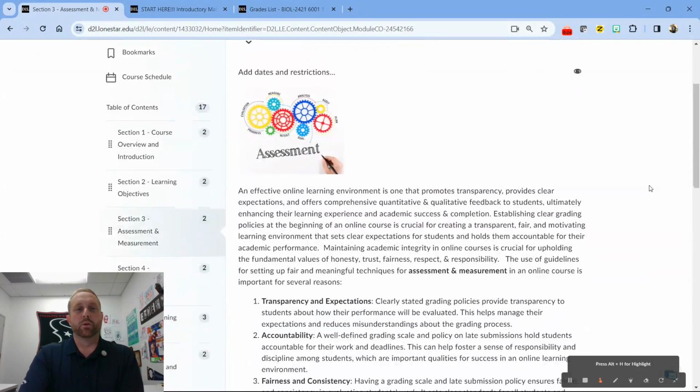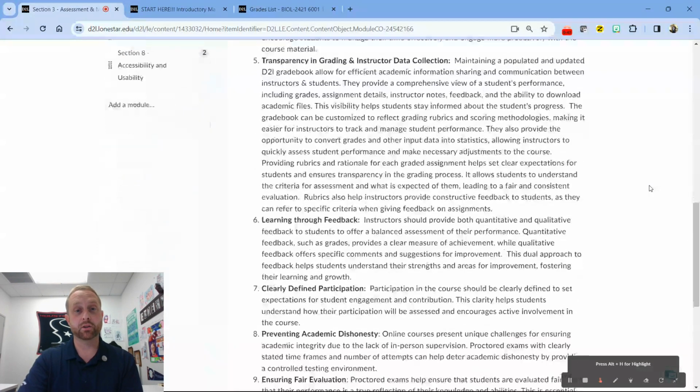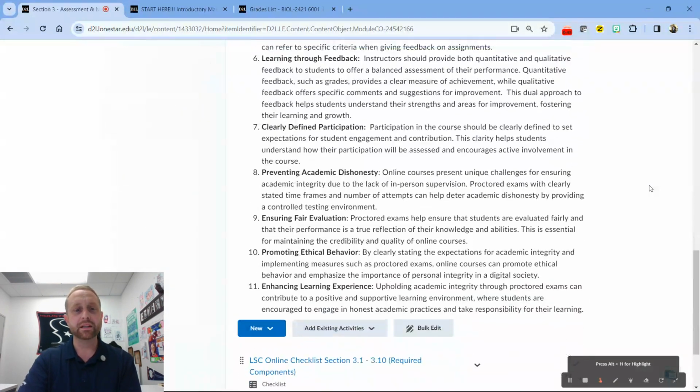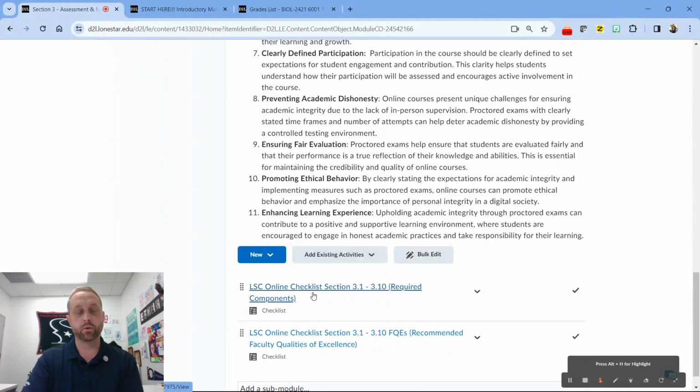So we know that students are going to be worried about how they're going to be assessed. They're going to want to know how they'll be graded, how they're going to receive feedback, all these things transparent and upfront so that they can prepare properly and be as successful as they can be in the course. And so in this section, there's some reasoning behind it there, but down here, you will find the LSC online checklist section 3.1 through 3.10.